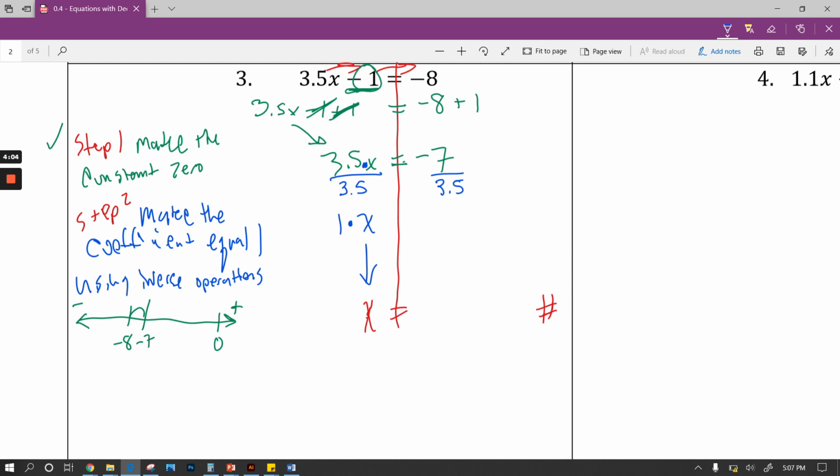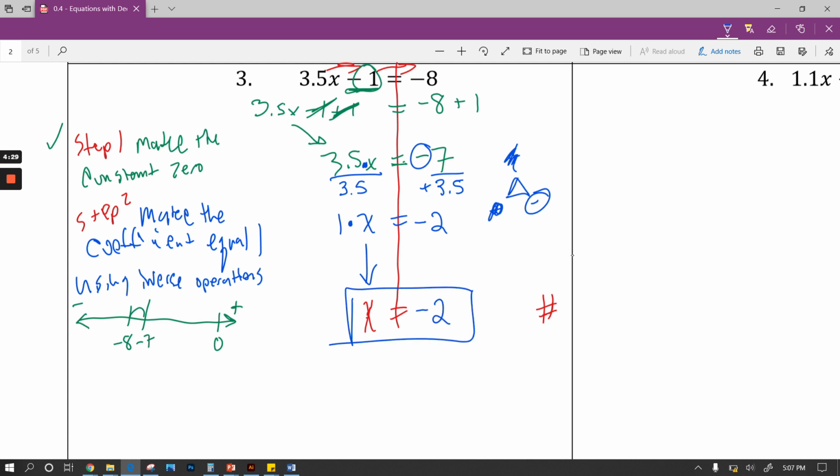-7 divided by 3.5 is going to give me a negative number. Remember, we got that magic multiplication triangle. We have a negative number. We have a positive 3.5, which means that our answer is then negative. So 7 divided by 3.5 is 2, which means x equals -2.